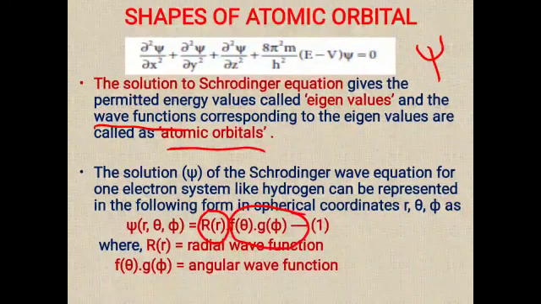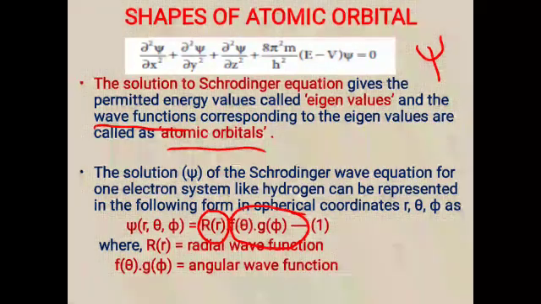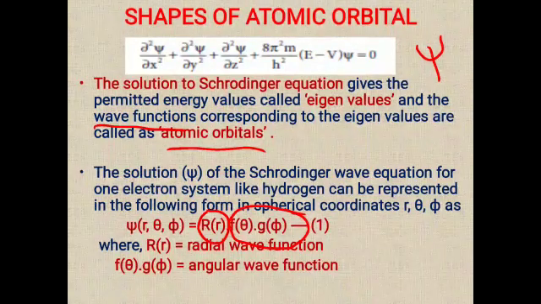What is R of r? r is nothing but the radius, that is the distance between the nucleus and the electron present in a particular orbit. What is R of r? It is the density of the electron wave at a particular distance from the nucleus.